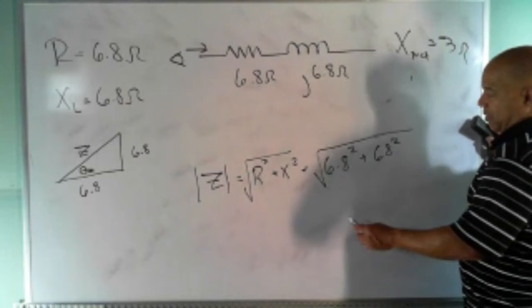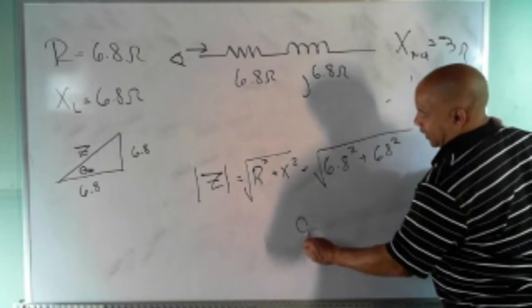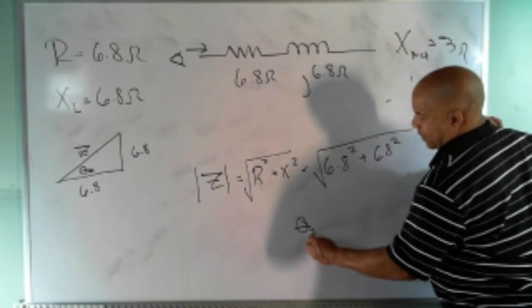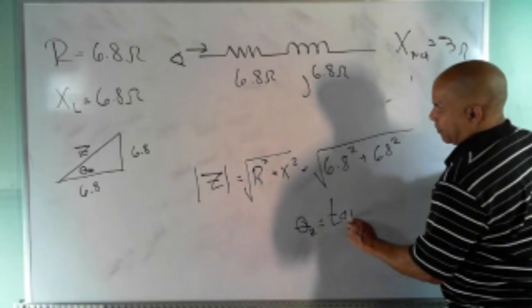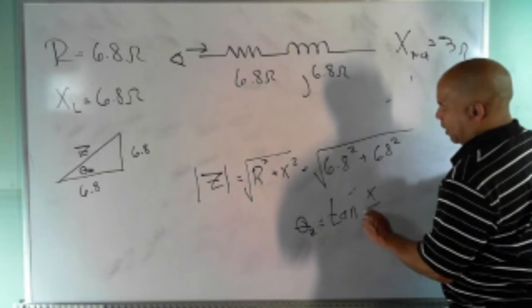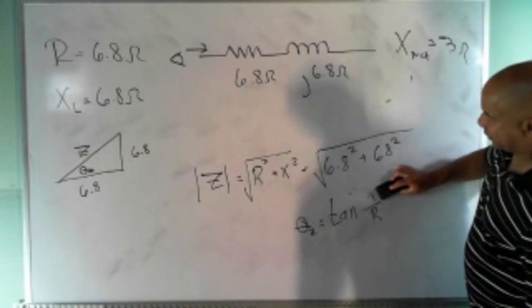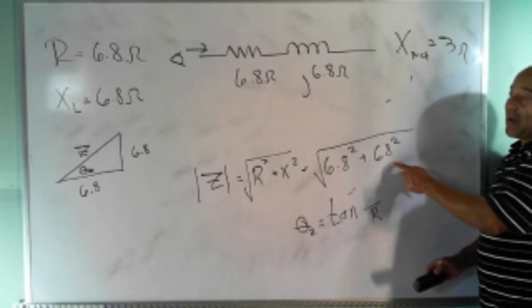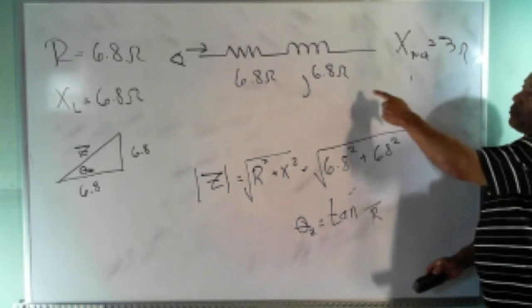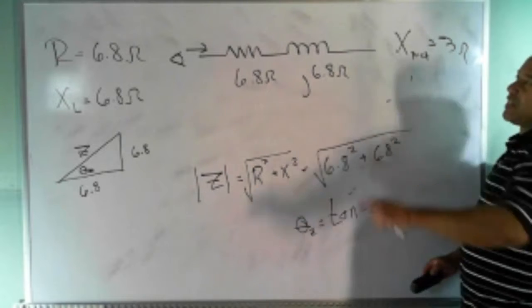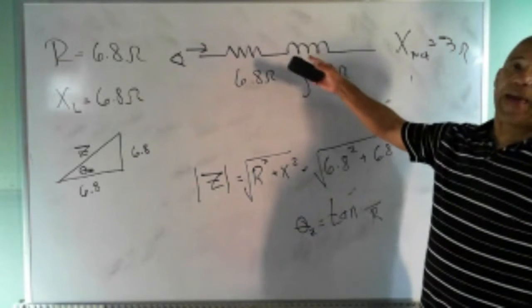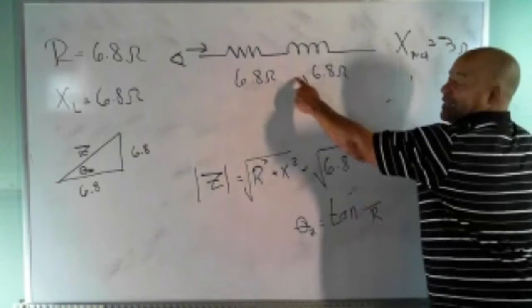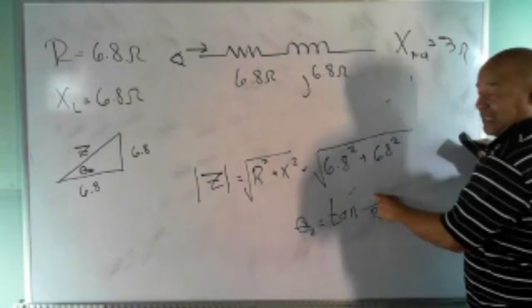So I need to get that number, and then to get theta Z, it is always equal to the inverse tangent of the X part over the R part. So the X is going to be this. Now be careful, because I wrote this as a positive, and it is positive because my net reactance is positive. But if this had been a capacitor, then it would be a minus J right here. You have to put that minus sign down here to get the right angle.